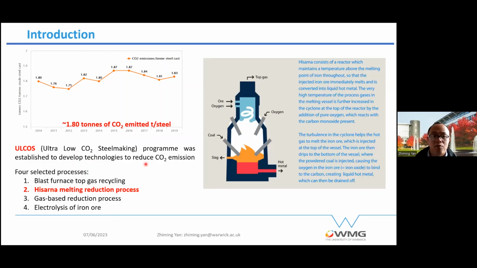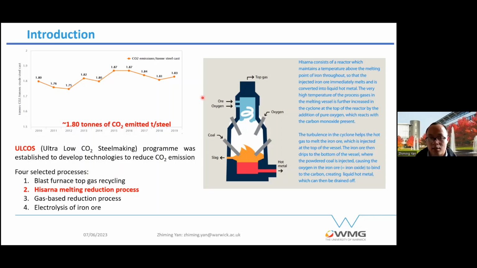And there are 4 selected processes. One is the CCS or CCUS for the top gas from blast furnace recycling. The second one is the HIsarna melting reduction process. The third one is the gas-based reduction, so we use hydrogen to replace the fossil fuel. And the fourth one is electrolysis of the iron ore.